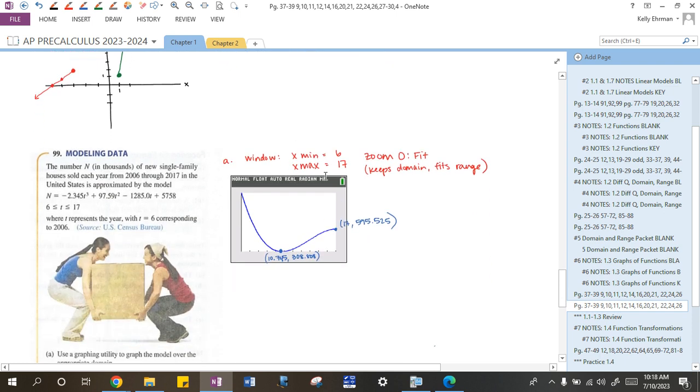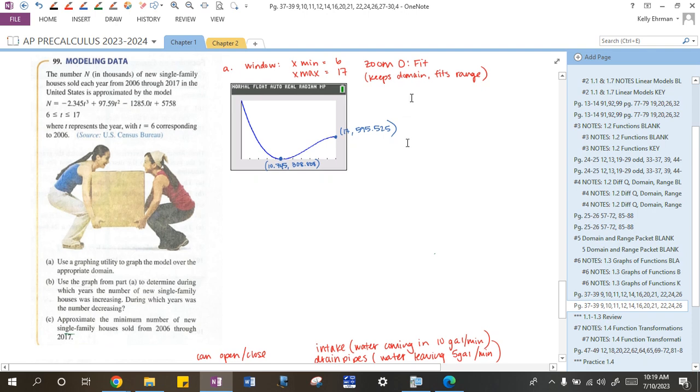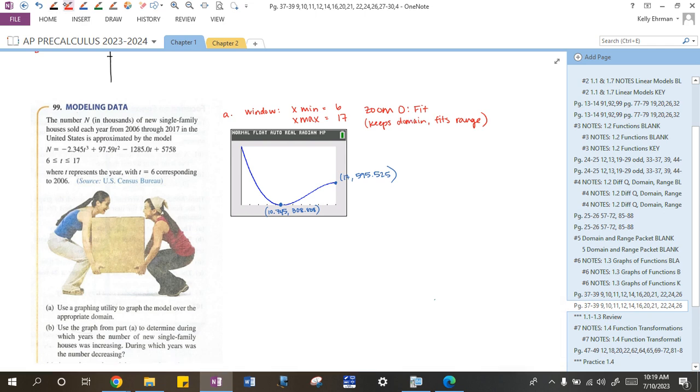Okay, a couple of word problems here we need our graphing calculators for. I've got the dimensions of my window, but I will show this as well. Let's read through the problem. The number n, which is in thousands, of new single-family houses sold each year from 2006 until 2017 in the US is approximated by this model. So they give you a domain here. That's how I knew to set my window to be 6 to 17. You'll do that for every AP problem you're given this year in pre-calc and next year in calculus.